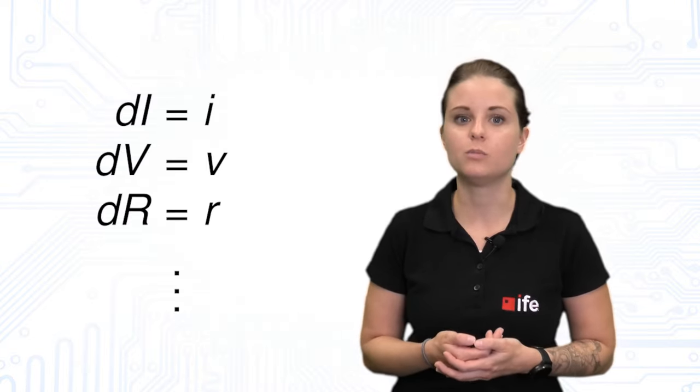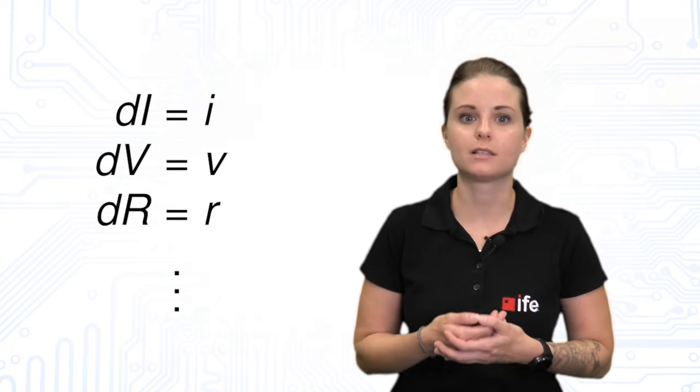To indicate a small deviation of a variable, we will either use the lowercase letter d before the uppercase letter of the variable, or we only use the lowercase letter of the variable itself. Let's start with a simple voltage source.